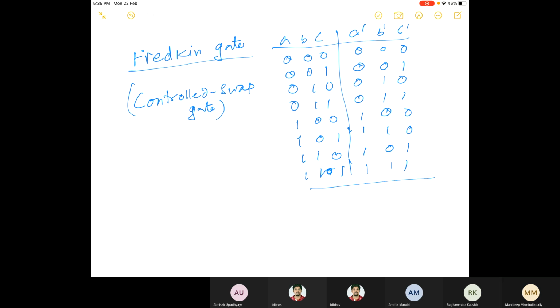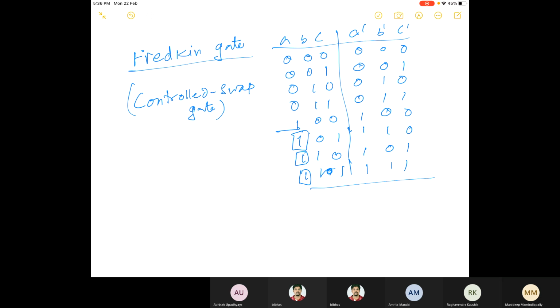So where does it change? From here it started changing, right? If this is 1, then only there will be a swap between these two. If this is 1, then 0, 1 is changed to 1, 0, and 1, 0 is changed to 0, 1. Of course, 1, 1 is changed to 1, 1. So this is what is called the control swap gate.